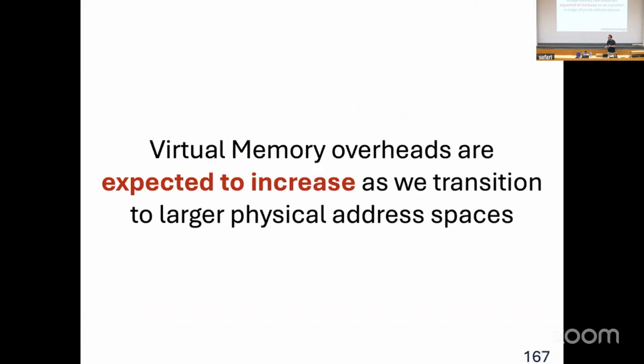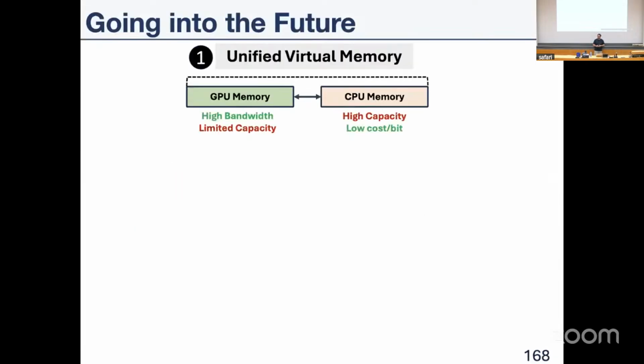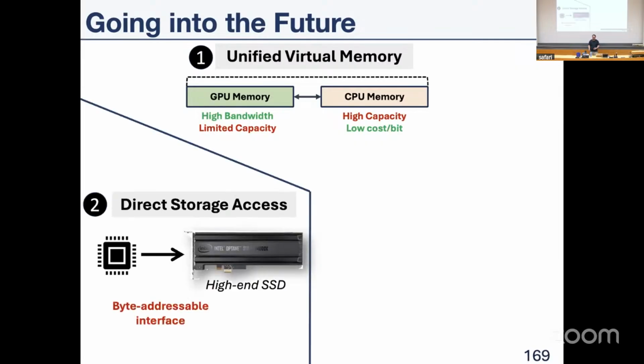And the virtual memory overheads are expected to increase as we transition to much larger physical address spaces. As we go into the future, in modern systems, we have CPU and GPU working together, and they use a single memory, which we call the unified virtual memory scenario. We have direct storage access, if you have seen devices where we can directly access the storage without using a memory.